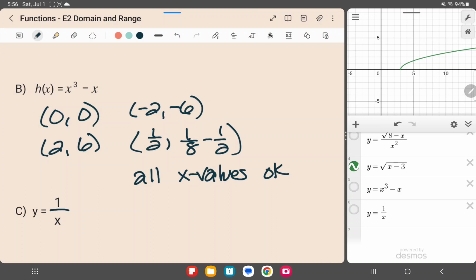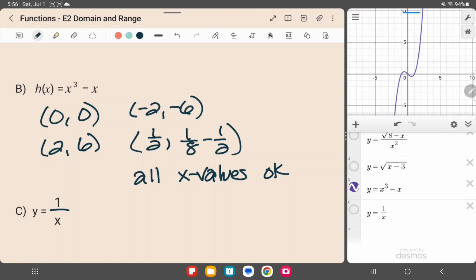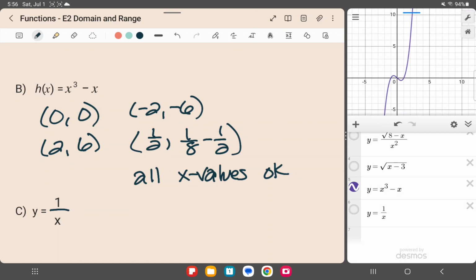All right, let's take a look at that graph. So that's a cubic. Looks like I can plug in anything I want. If I plug in bigger positive x values, I get bigger positive y values. If I plug in more negative x values, I get bigger negative y values out. So I can plug in anything I want for x.